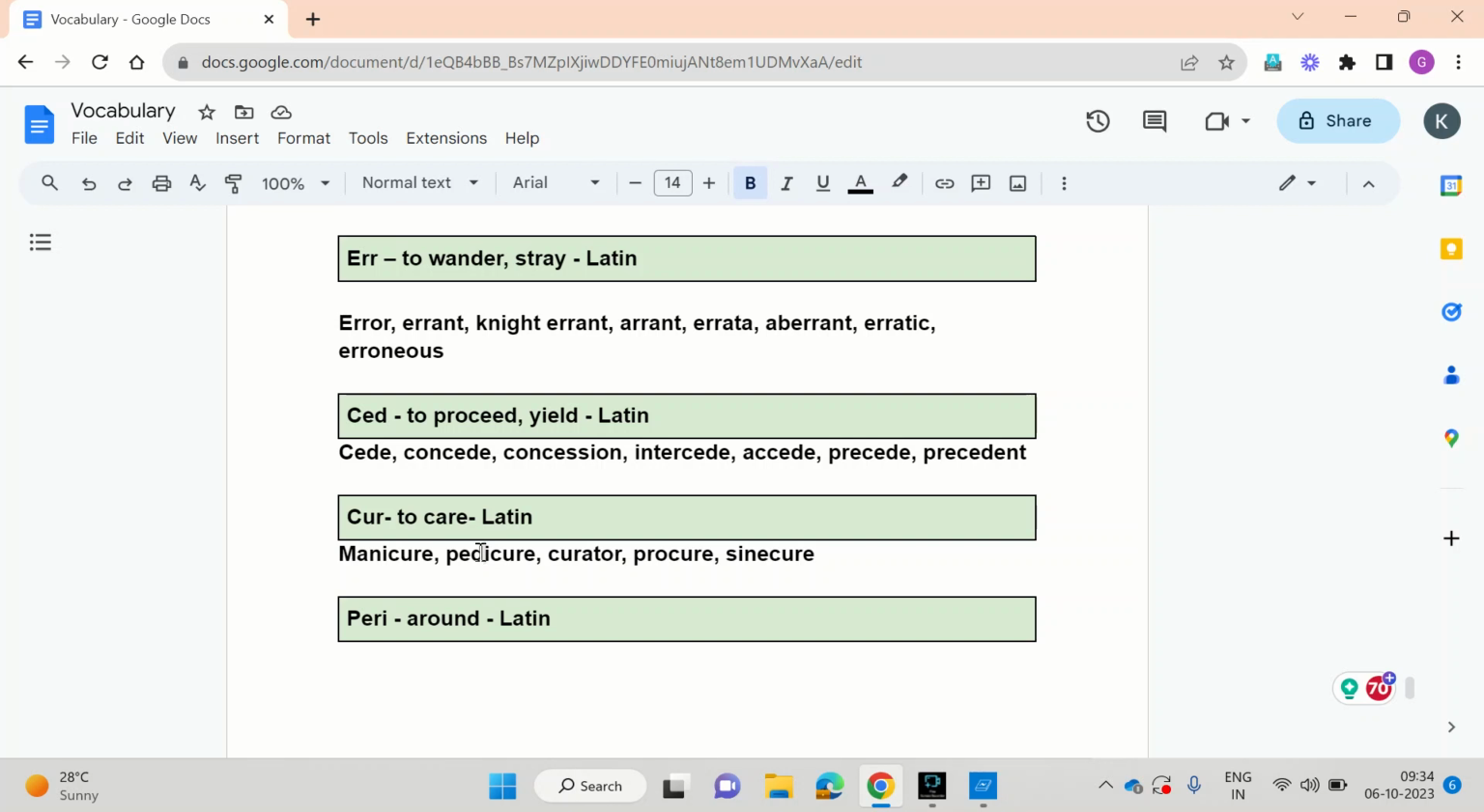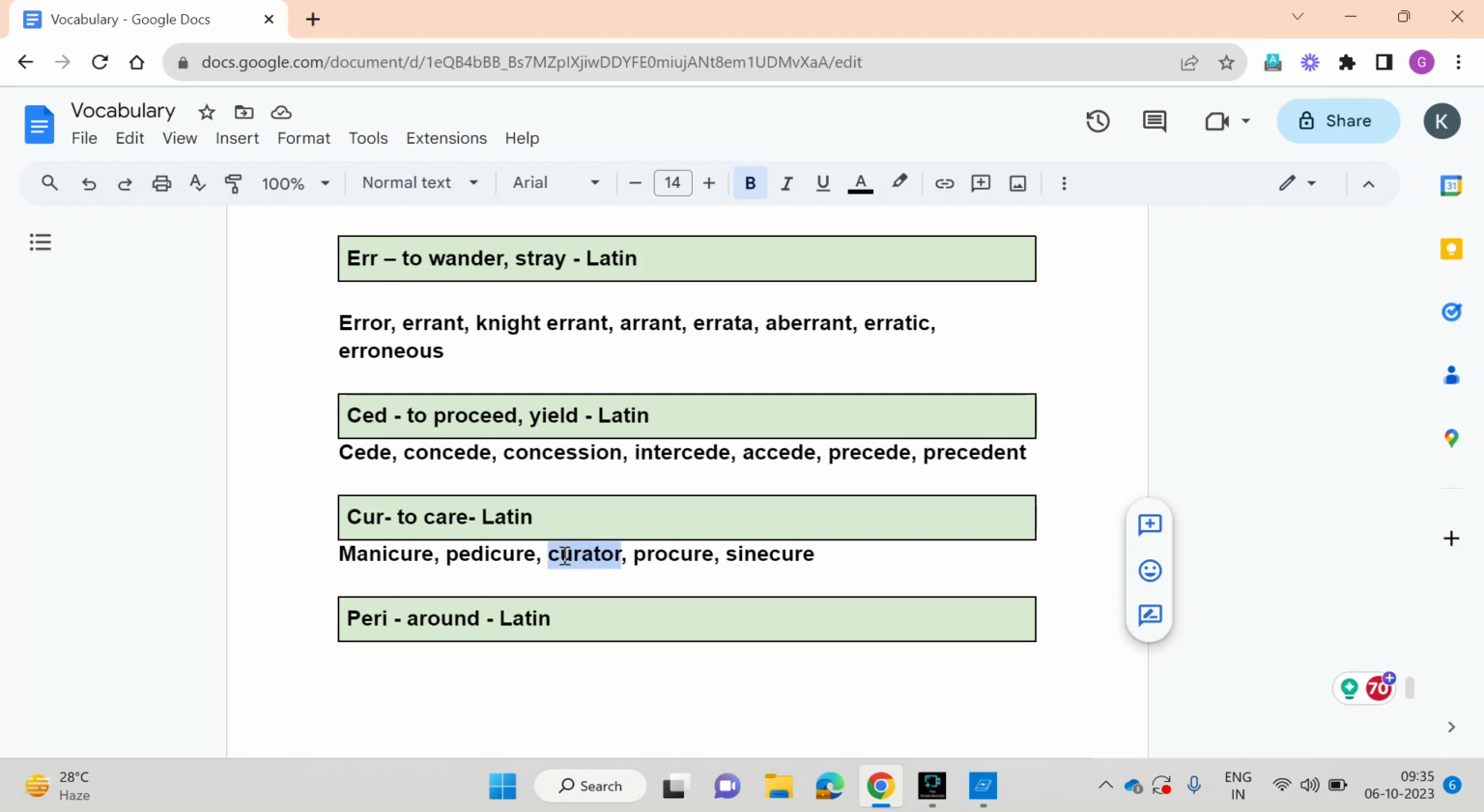Impediment. Impediment has ped again. It's equivalent to tying the feet. When you tie the feet, you can't walk, you can't run. That becomes a constraint on you. Impediment is a kind of constraint, right?